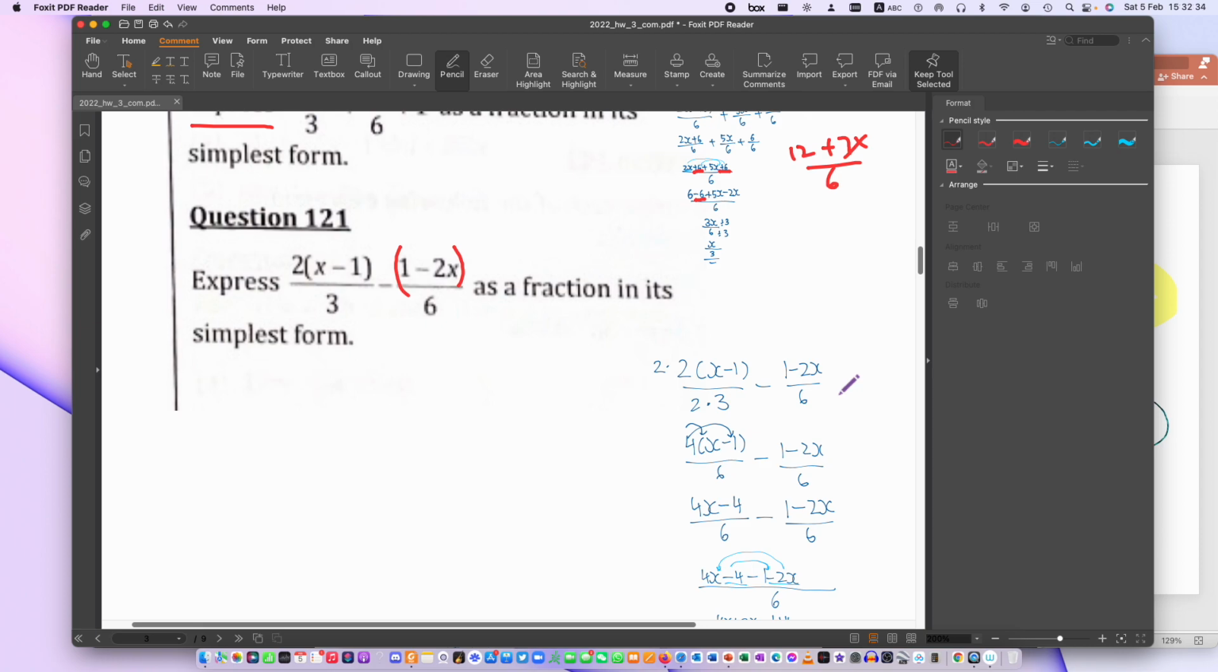So what's the answer? Okay, what's the answer? 6x minus 3 over 6. Yep. Hold on. Let me double check. Minus 4, minus 1, let me double check. You use your brain or you use calculator? I never put the minus. That means you change the question.